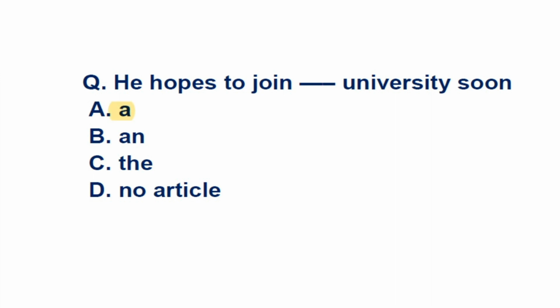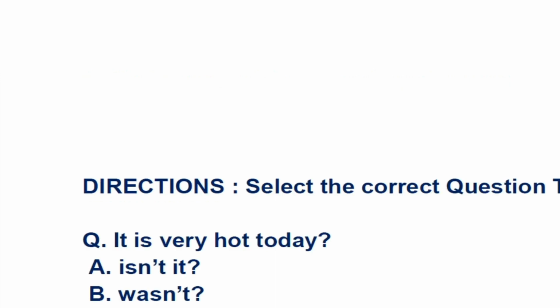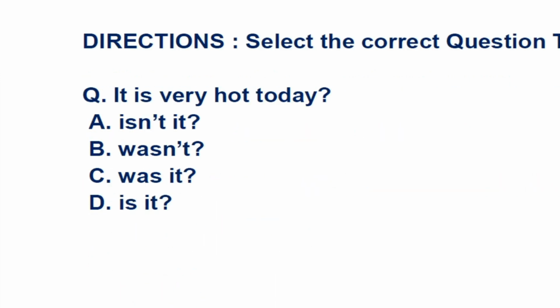Okay. Now consider the third question. The direction is select the correct question tag. And the question is, it is very hot today. So the making of question tags is actually very simple. We need to look into one main condition, that is, what is the word here? Look here, "is" very hot today. So the question tag will become a negative of this "is," and the answer is "isn't it." So it will be like, it is very hot today, isn't it? So that's the correct answer.